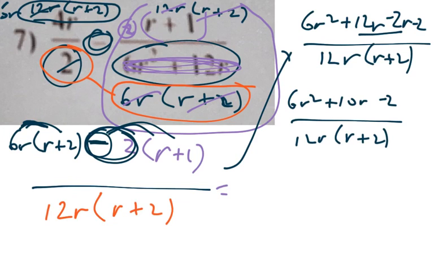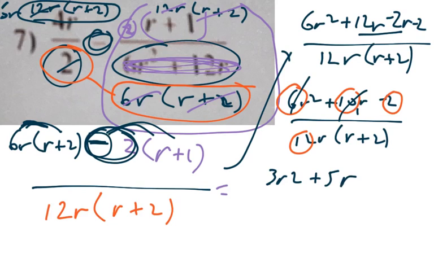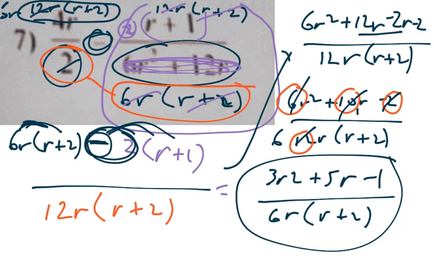If you look at all the numbers, guys, they're all even, which means I can divide by 2. So 6 divided by 2 is 3r squared. 10 divided by 2 is a 5r. 2 divided by 2 is a minus 1 over 12 divided by 2 is 6. So 6r, r plus 2. And I'm pretty sure this numerator can't be factored further. And there's nothing else I can simplify, numerically at least. So that should be our answer.